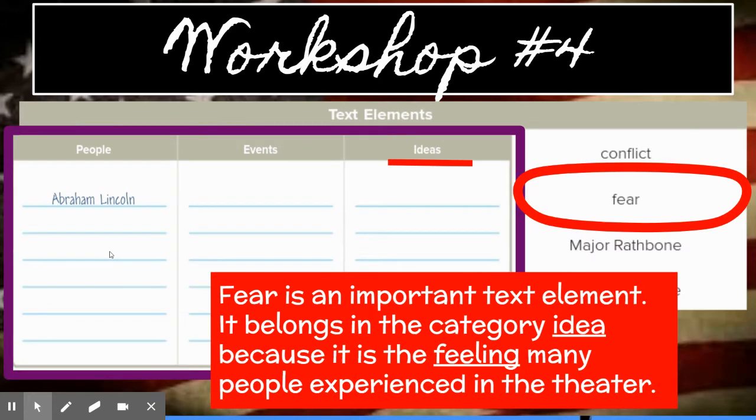But then you have ideas. When we're talking about ideas, these are things that are more felt. They can't visibly be seen. Like I can tell if somebody's scared, but it's not something that I can visibly reach out and touch. I can't touch fear. So fear is an important text element because it belongs in the idea category, and it's a feeling that many people experience. So if you're talking about feelings, or just ideas in general, you'll put those words under ideas. And then I didn't go over events because those are things that are happening. You've got people, things that are happening, and feelings.